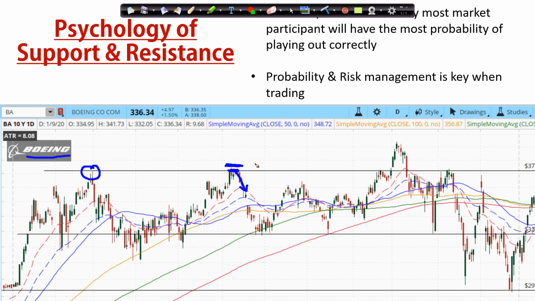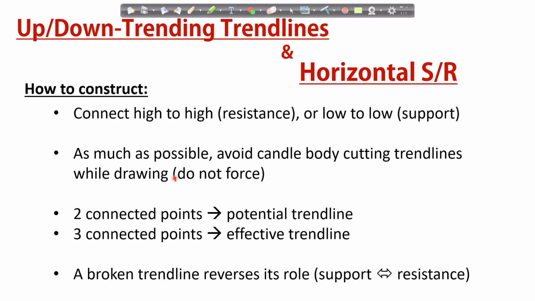And for that, you will need to practice, and practice. And this is why it is important for you to connect high to high, low to low, and at the same time avoid cutting candle body, because it will tell you that the trend line is not effective at all and that people are not watching that line as closely as you are. And when you have 3 connected trend lines, you now know that the trend line is at least effective in the short term and that people have identified and respect the same trend line that you have identified yourself.